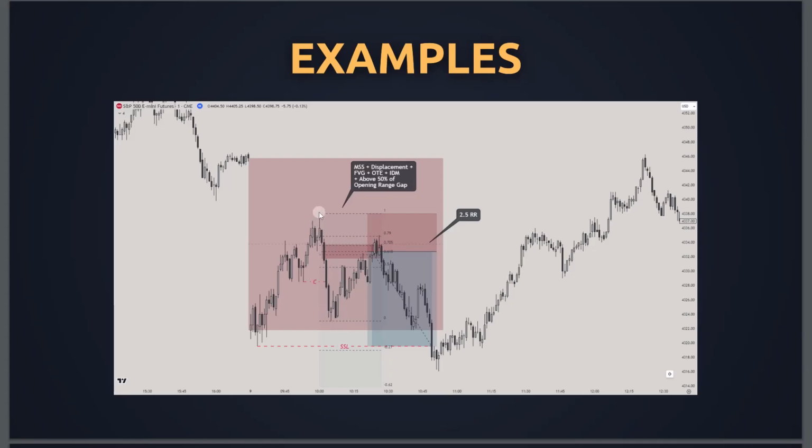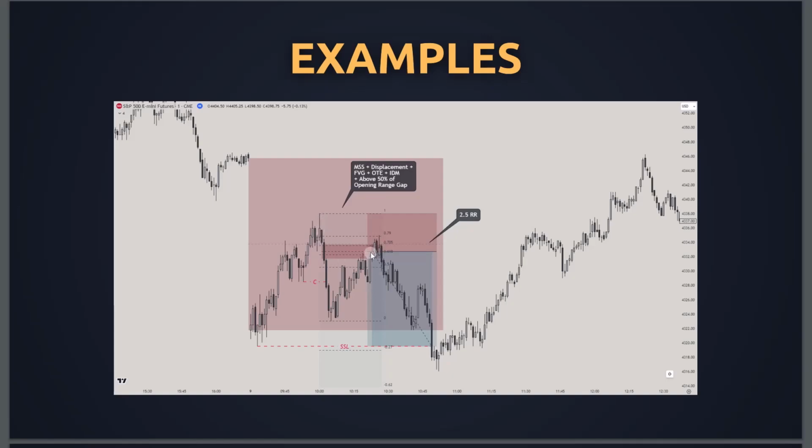Now we can measure the leg from this high to this low, and we can see that this fair value gap right here, which is the extreme one, is at OTE. The OTE fair value gap, market structure shift, displacement, price already went above the 50% of the opening range gap. This is a high probability entry.